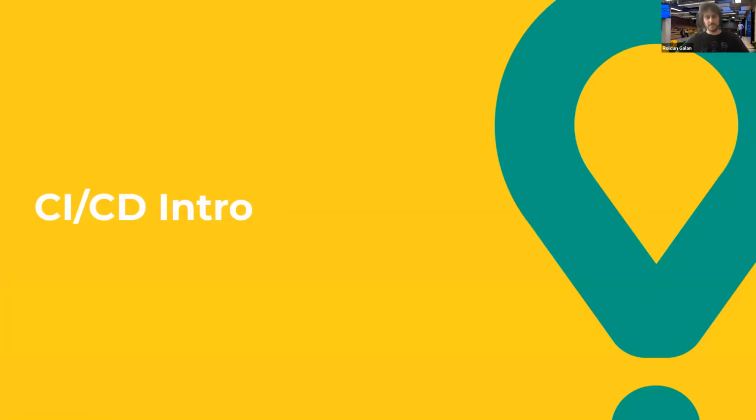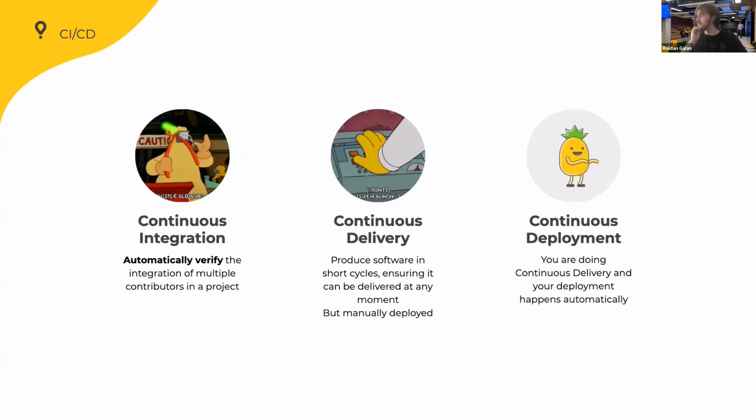A few hours ago, I realized that we were doing a continuous integration and continuous deployment talk, but we didn't have any slide about the definition of all of this. I think everyone agrees on the continuous integration part, which is automatically verifying that the integration of multiple contributors in the project is fine. In some definitions you don't have the verification part, but I think it is the key. If you are integrating the work of a lot of developers in the same project and you don't verify anything, for me, that is not continuous integration.